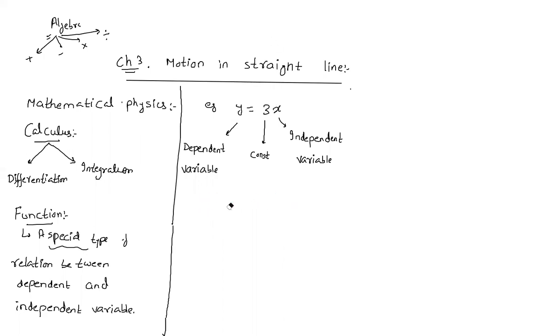Like if I take x equal to 1, then your y will be 3 into 1, that's 3. Is it possible that if I choose x equal to 1, I write y equal to 2? No. So the value of y depends upon the value of x. So we call y the dependent variable and x the independent variable, and this 3 is just a constant. Similarly, y depends on x, so y is a function of x.